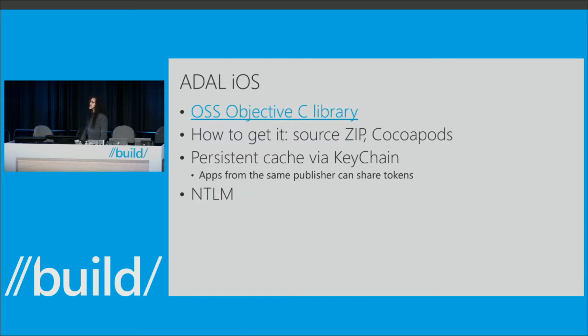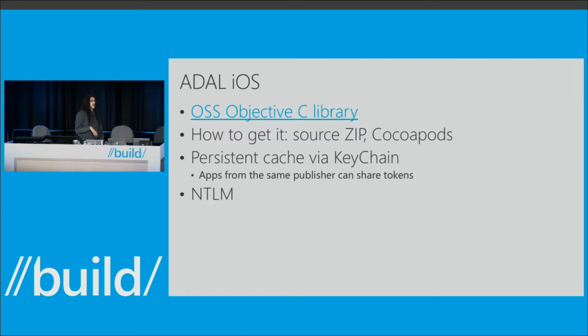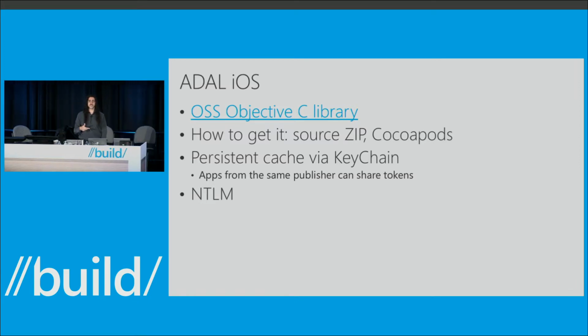And it uses specific features, such as the keychain. So if you have more than one app, you can have all those apps share tokens, because apps from the same publisher can use the same portion of a keychain. And given that we use the keychain for saving the tokens, you can actually achieve SSO on the device across all the apps of your suite, which is pretty nice. And for intranet scenarios, we also support NTLM.